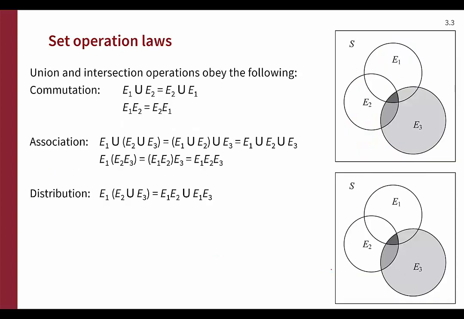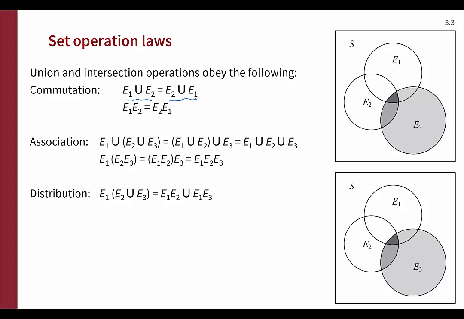Okay, we can take those manipulations a little further. In particular, when there's 3 events, things get a little more interesting. So here's some operation rules. The first thing to note is that there's no ordering to these operations. So the union of E1 and E2 is the same thing as the union of E2 and E1.